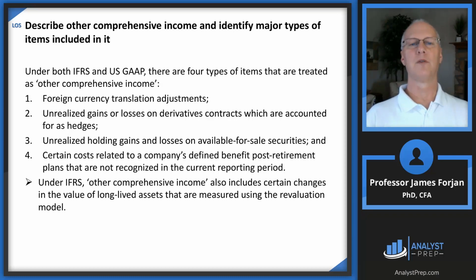And here are the 4 types of items that both the international and the U.S. bodies treat as other comprehensive income: foreign currency, derivatives, available for sale, and then retirement items.